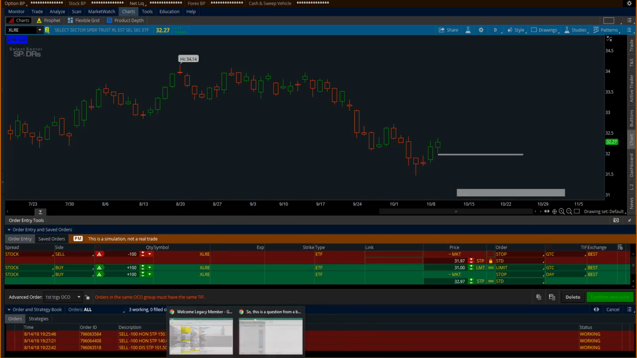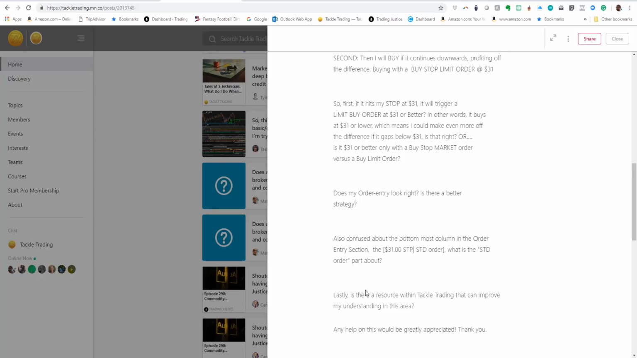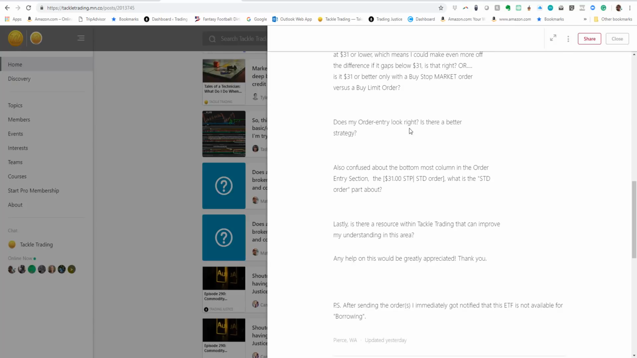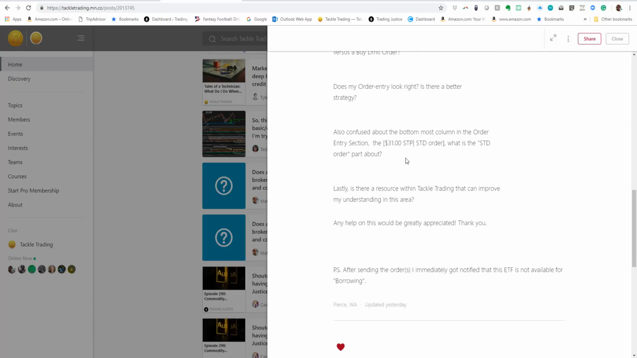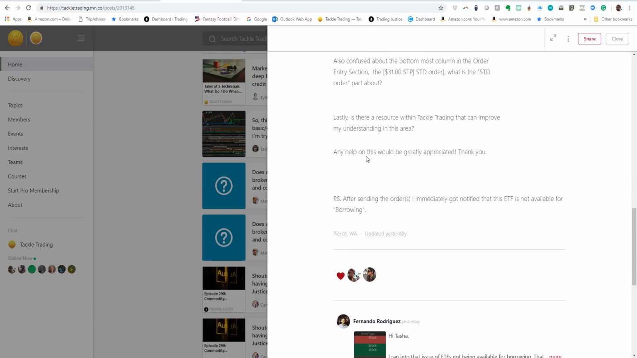Now, the third component would be a stop loss. And then, let's see, and just a buy limit. So the second part of your question, a buy limit's better for the target, in my estimation. Does my order entry look right? Is there a better strategy? Also confused about the bottommost column in the order entry section, the 31 stop STD order. What is the STD? That's standard, I believe. That's what they mean. I'll go look at your order here in a second as well.